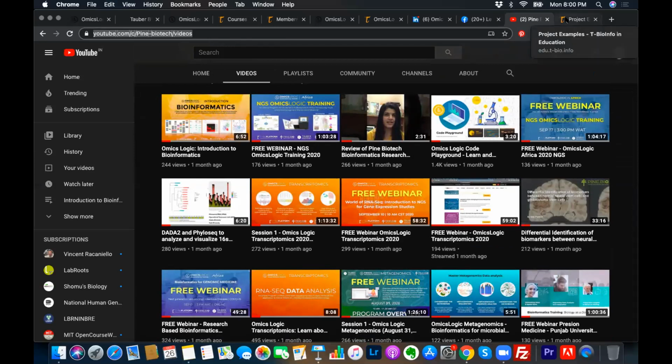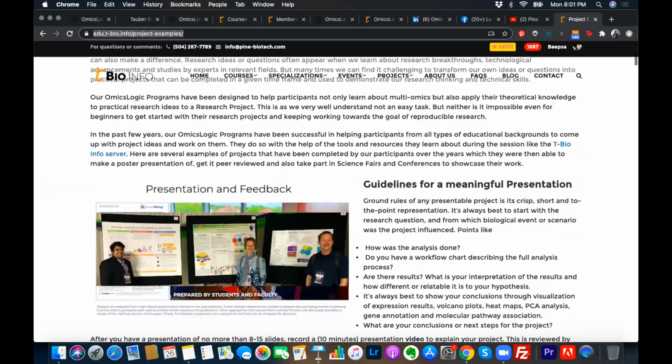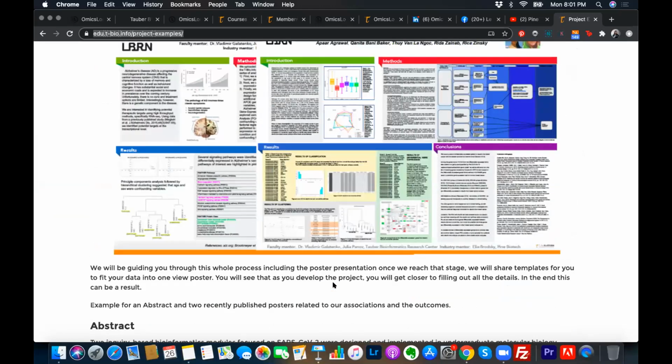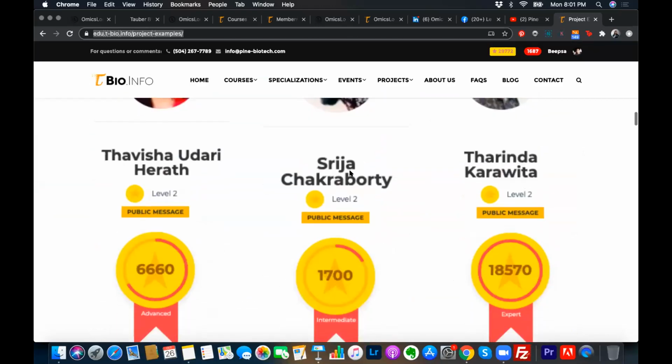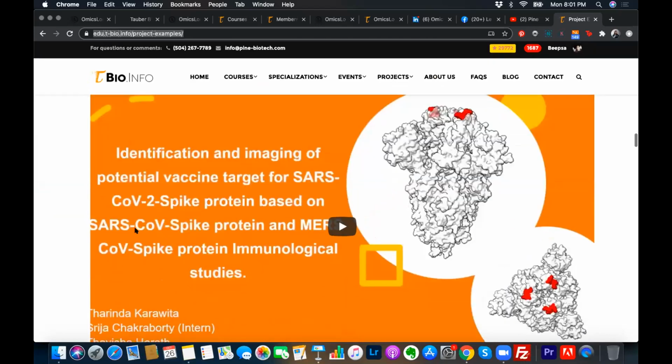And as I have been showing earlier, this link which I shared is a list of project examples that people have been able to do once they joined one or either of these OmicsLogic programs. So if you scroll down the page, you will find that we have a lot of posters that were submitted and presented at different webinars, at different conferences. You can see the different projects here by one of our interns who collaborated with two of our other participants from Sri Lanka, and they came up with a project on SARS-CoV-2.